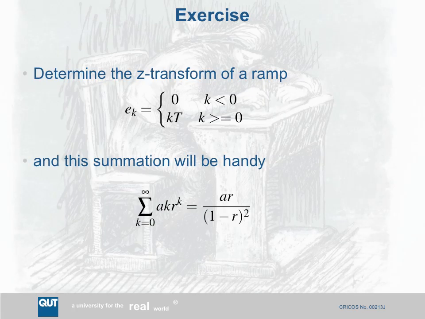Now I'm going to set a little exercise for you, and I'm going to get you to determine the Z transform of a ramp. So in this case, the number sequence, starting again from time step 0, goes up linearly with time. So the value of it is equal to k times T, where T is the sample interval. So you're going to follow exactly the same procedure that we did before, and this summation here will be handy. So go to it, and we'll compare notes in just a moment.